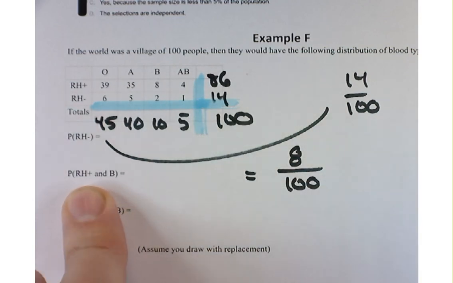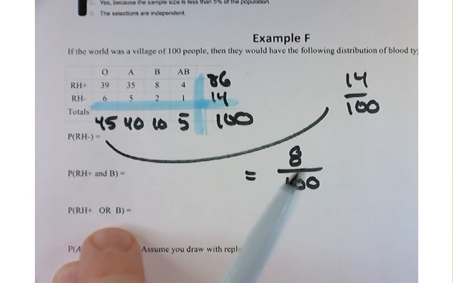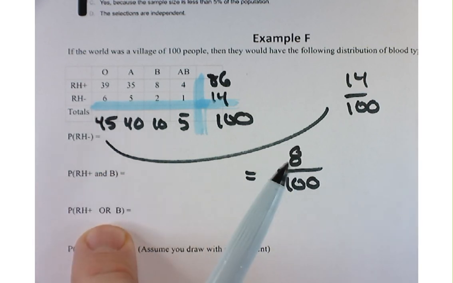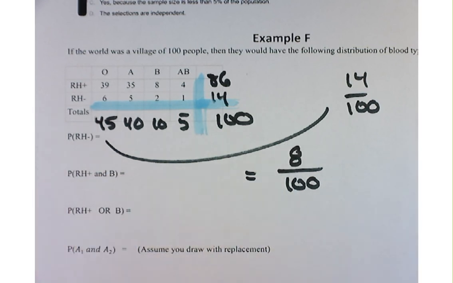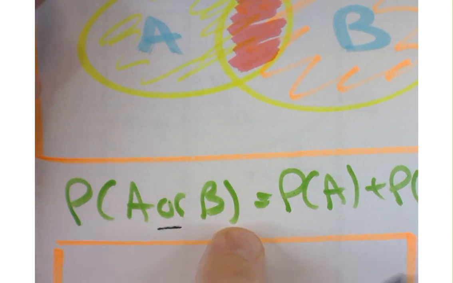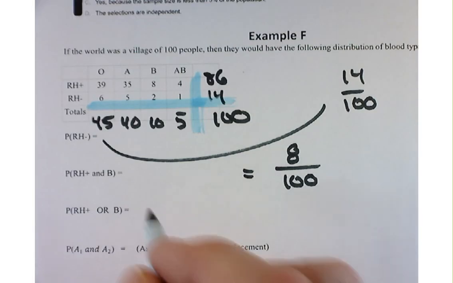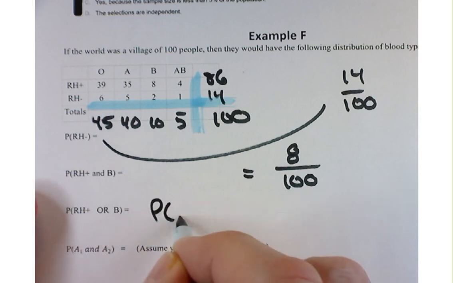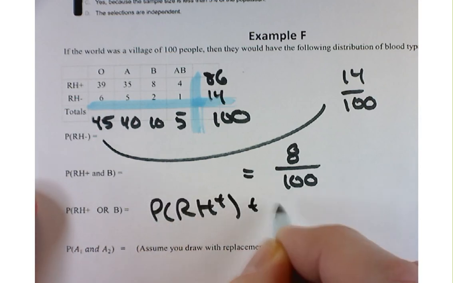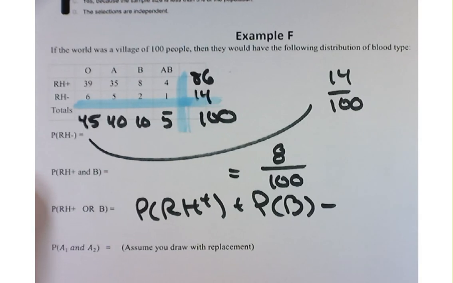On exams, I set these things up purposely in this order because this first calculation helps you out with the second one. Let me remind you as to how and why. This goes back to our Venn diagram stuff. When you're calculating probability of A or B, you've got to subtract off that double counting part. So this is really going to be the probability of Rh positive plus probability of B. Somebody finish this off for me.